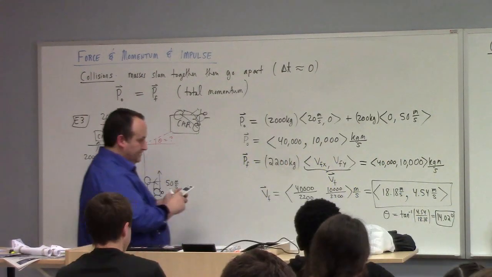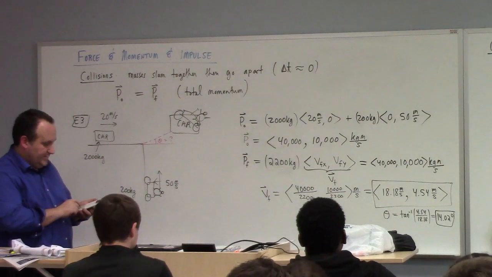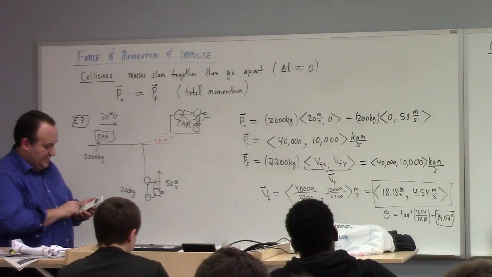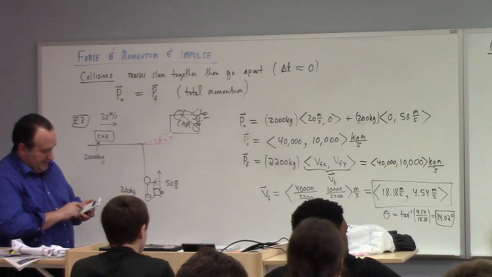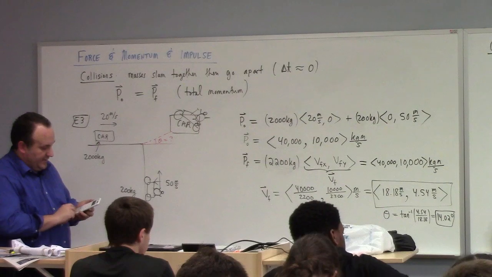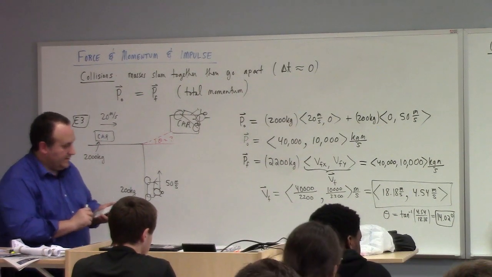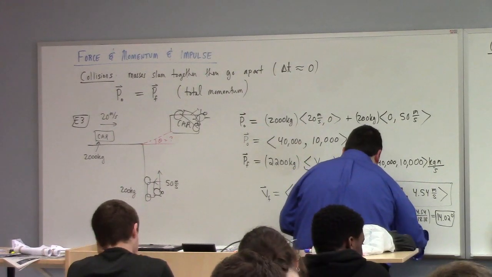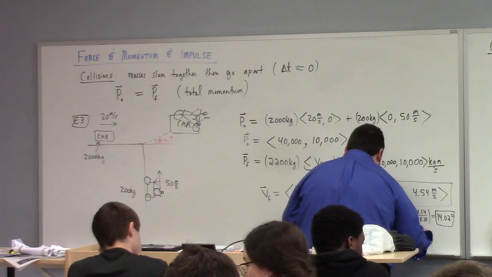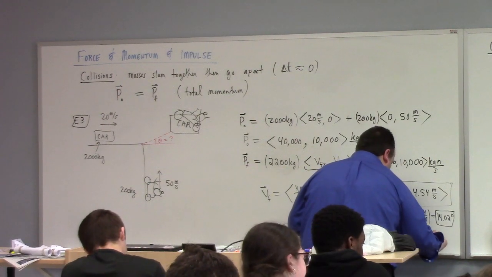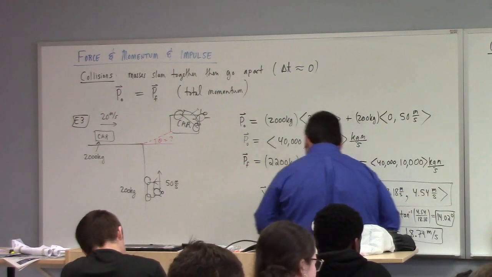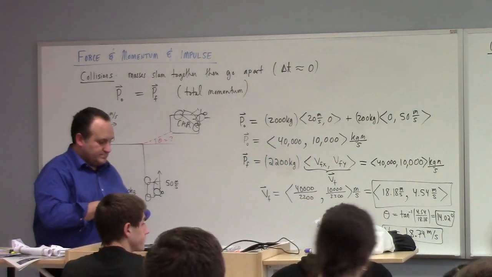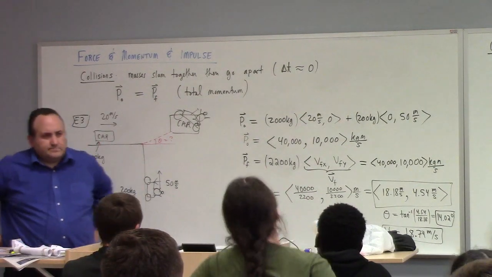And what's the speed? So we take 18.18 squared plus 4.54 squared, and then we square root that, right? The speed, VF, would be 18.74 meters per second. All right? Any questions about this one?